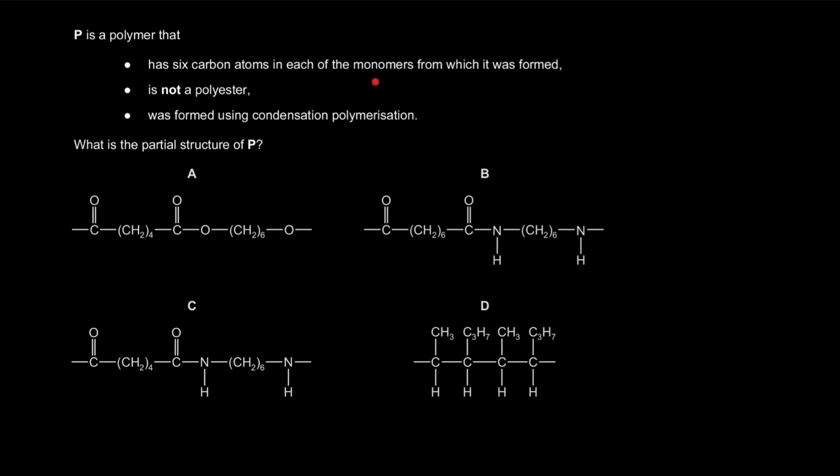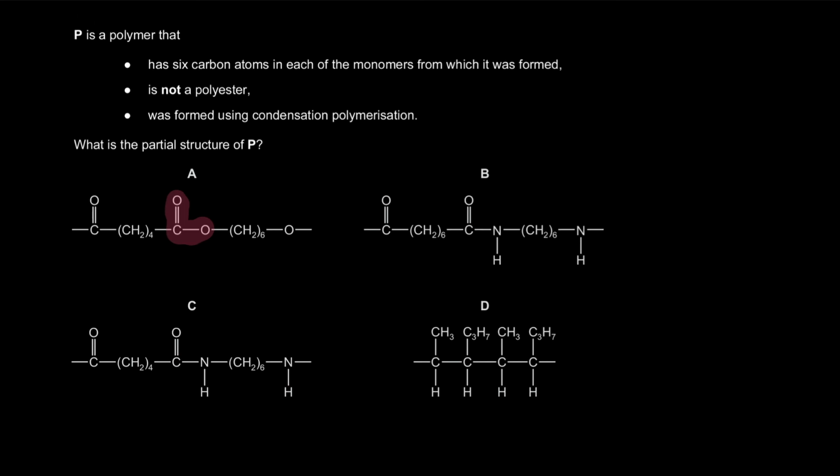Okay, let's go over this one more time. 6 carbons. I think is not a polyester is the easiest one to identify. Hey, looky here. That's a polyester because that's an ester linkage. And any other polyesters? No, I don't see any. We have 2 amide linkages, so it's not a polyester. That's not a polyester. Okay, so A is out, B, C, and D.